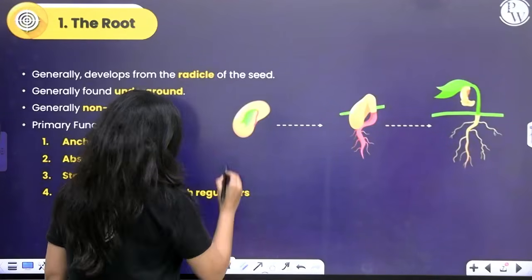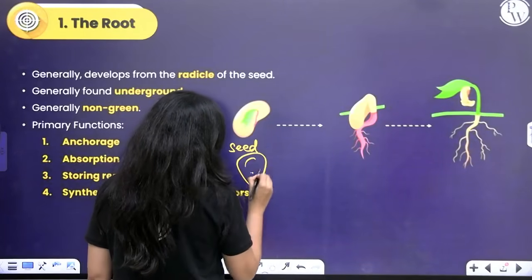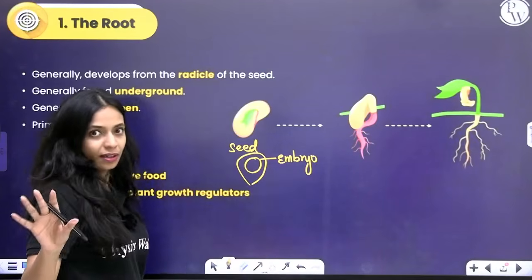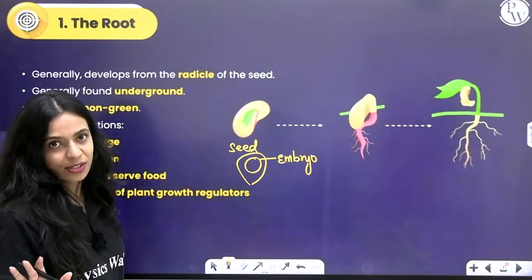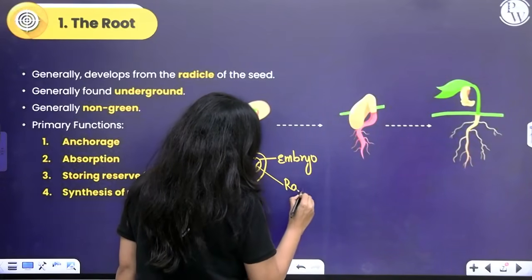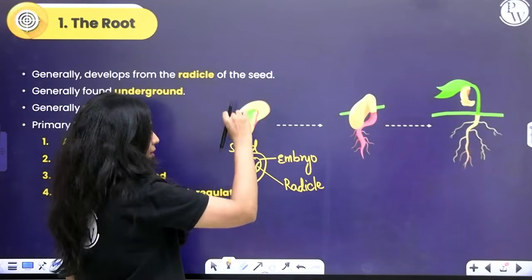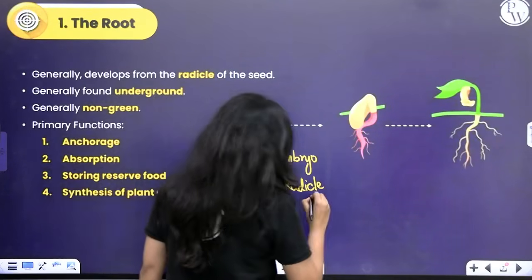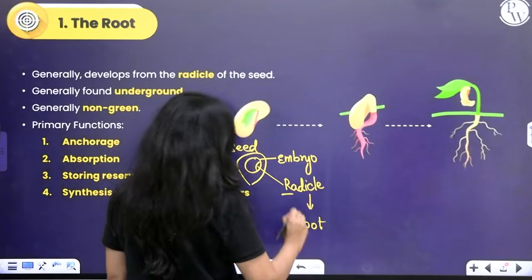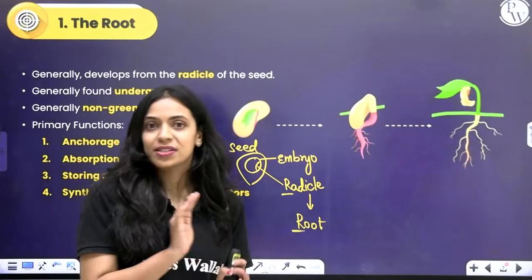So this is the seed, right? Within the seed, what do we have? We have what is called an embryo. More about the structure of the embryo, what are its different parts, we'll study later. For now, just that much is what you need to understand. A part of this embryo is called the radicle. Now, when this seed germinates, the radicle part of the embryo will give rise to the root system. So remember, R for radicle, R for root. Roots develop from the radicle, whereas that radicle is part of the embryo present within the seed.